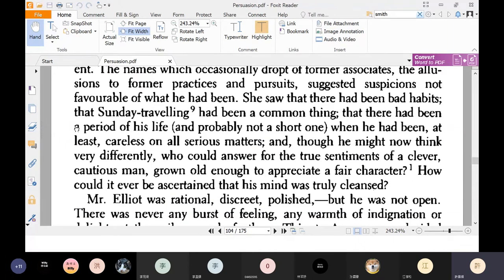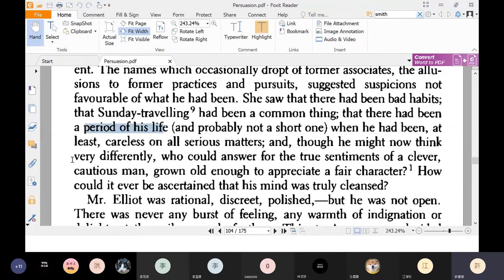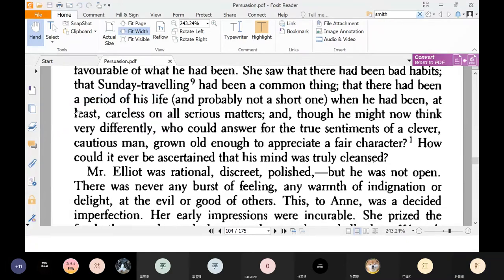"That there had been a period of his life, and probably not a short one, when he had been at least careless on all serious matters." So at least careless, well, at most would of course be like evil. So, careless means he should have paid attention to something and he did not. But maybe he could also have been deliberately, intentionally not paying attention, like going against what is good and moral. So, this is careless at least.